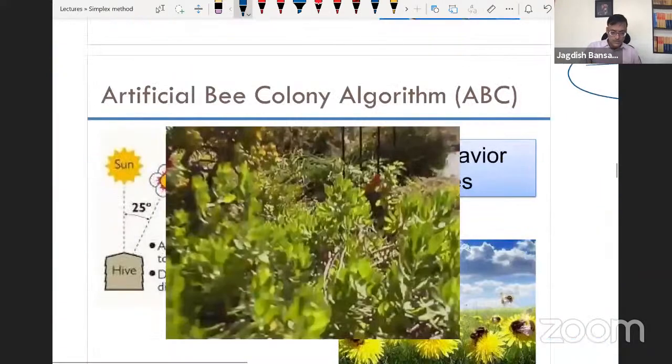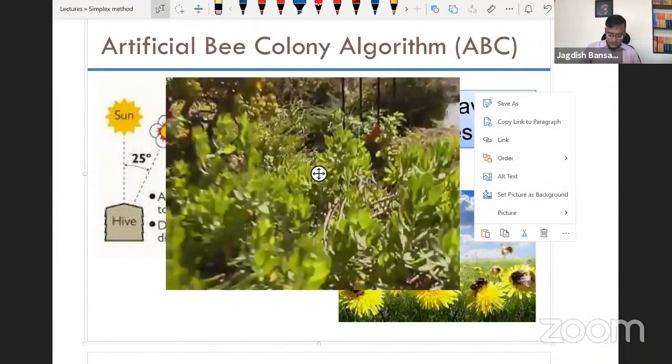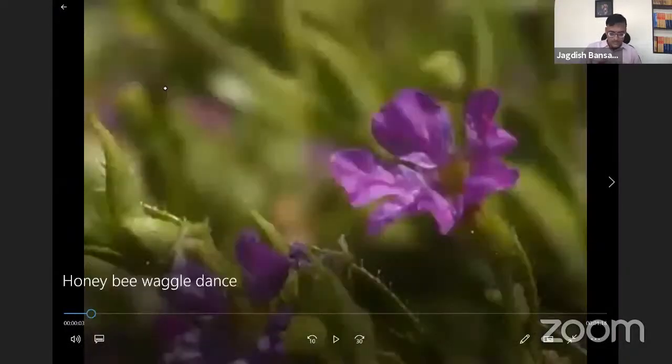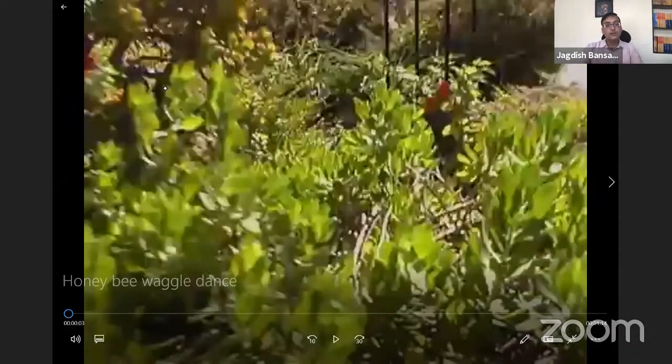So another is the artificial bee colony algorithm. Let me just show you one video on this, and then I can explain it better. Just hold on. First of all, let me tell you that this algorithm is inspired by the foraging behavior of honeybees. How do honeybees forage, right? Forage means search for food. Honeybees live in a hive. There are three types of honeybees: onlooker bees, employed bees, and the scout bees.